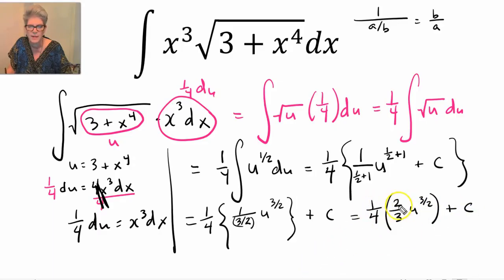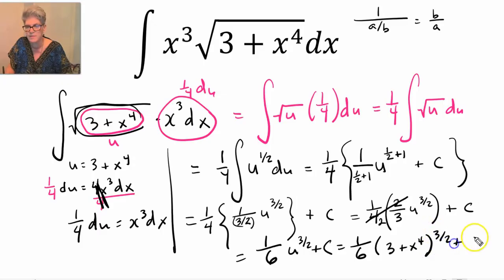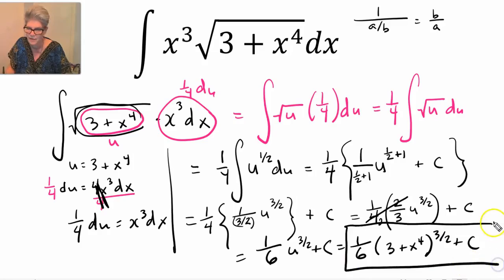Okay, now if I multiply 1/4 times 2/3, I have some cancellation there. I'll be left with a 2 in the denominator. And 1 over 2 times 3 is 1 over 6 times u to the 3/2 plus c. And then the very last thing we do is we write this in terms of x. And so u was that, and all of that will be to the 3/2 and plus c, and so that there is our answer.